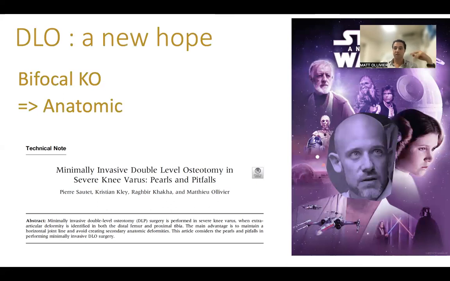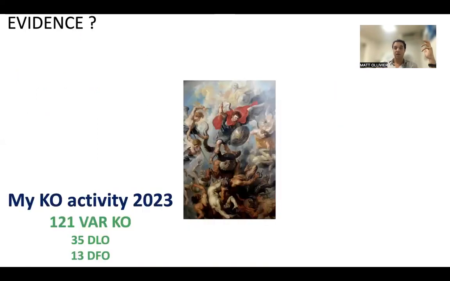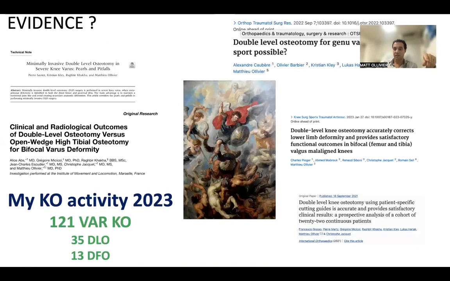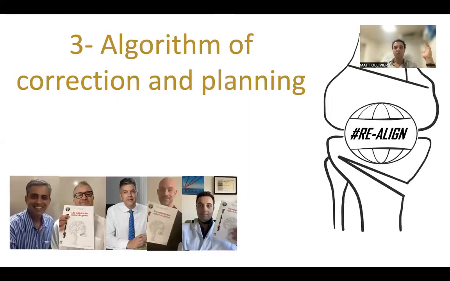This is my new hope, Christian Clay Walker. Because DLO is the perfect tool. We just correct the deformity where it is. We don't do massive correction. We don't have issues with correcting the tibia where the deformity is in the femur, and we really accommodate to the anatomical deformity more than the mechanics. Evidence there is. We published so many papers on the subject now, and in my activity in 2023 already, I've done 121 varus osteotomies, and a third of them were performed on the femur, in DLOs or DFOs.